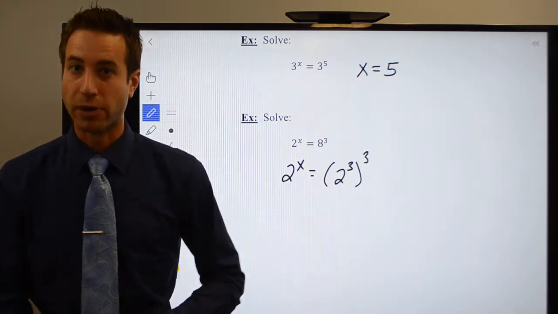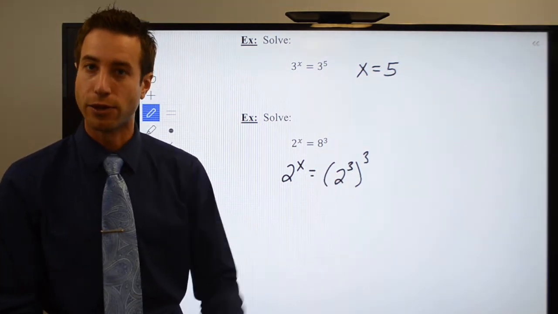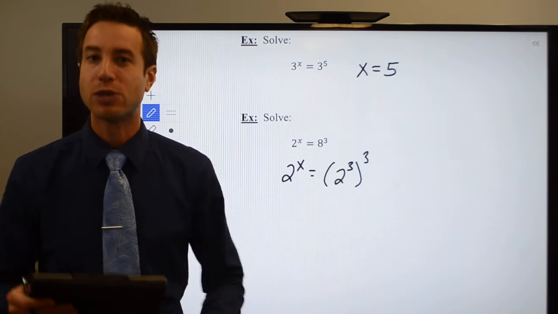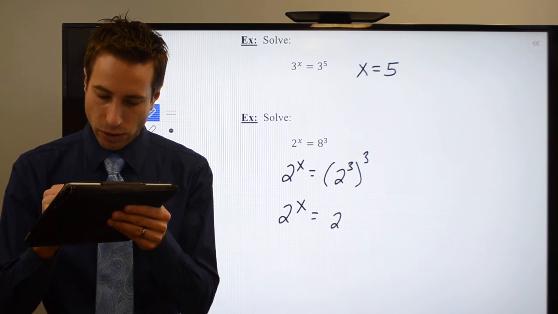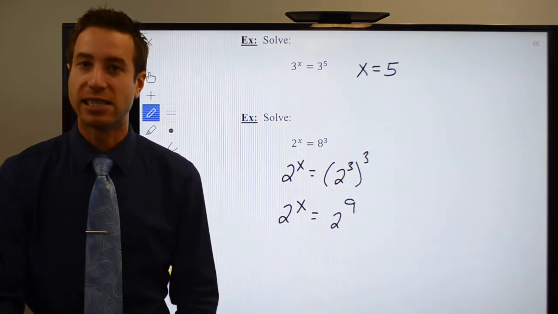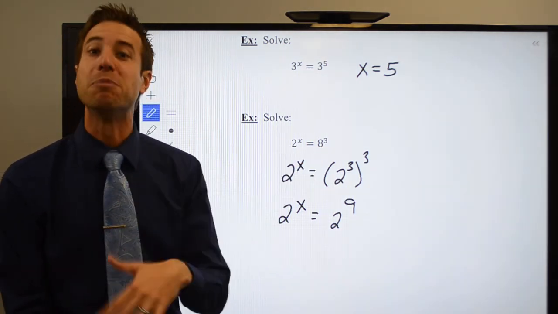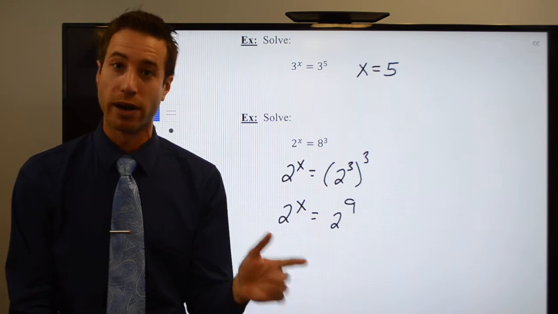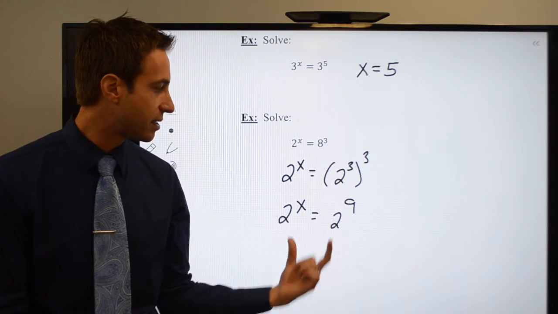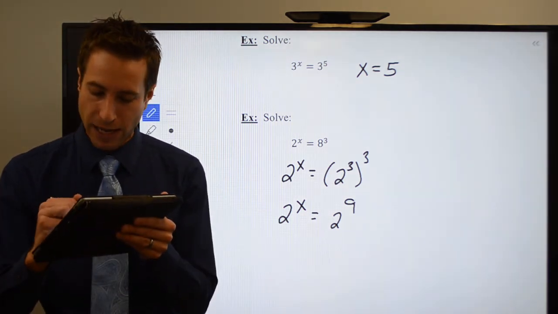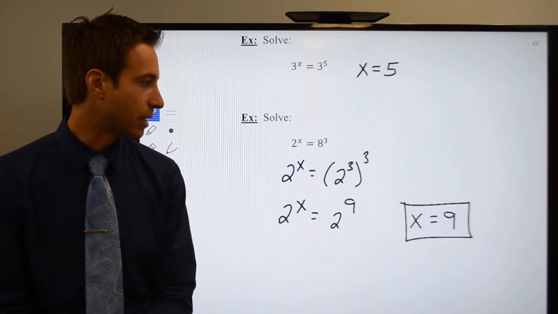Well, now I have a property of exponents. I have 2 raised to the third, raised to the third power. This is a power of a power, which means we're going to multiply the exponents. So I'll have 2 to the x is equal to 2 to the 9th. All right, now you can see exactly how these problems are going to go. Your goal is to get those bases to be the same by changing one or both of them. You may need to change them both. Once you've gotten the bases to be the same, we just apply the property, and just like that, we've got our answer. x is going to have to be equal to 9.